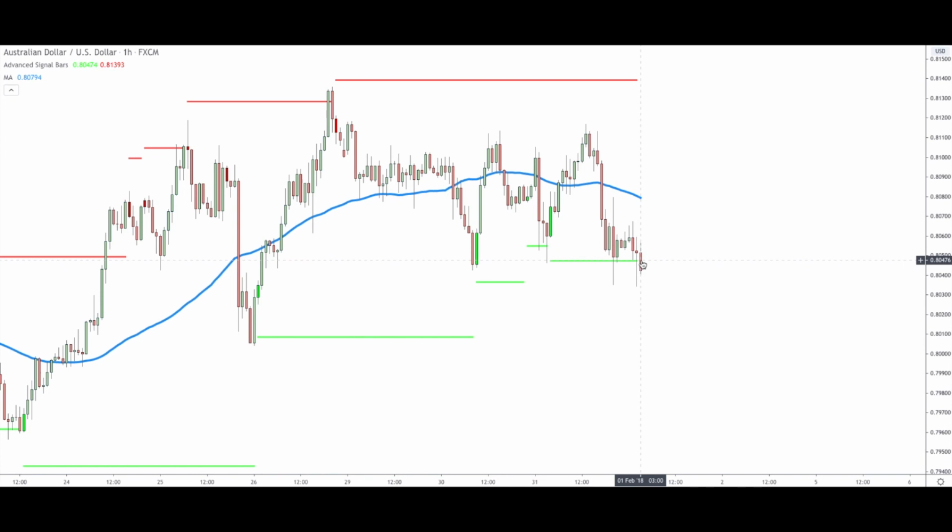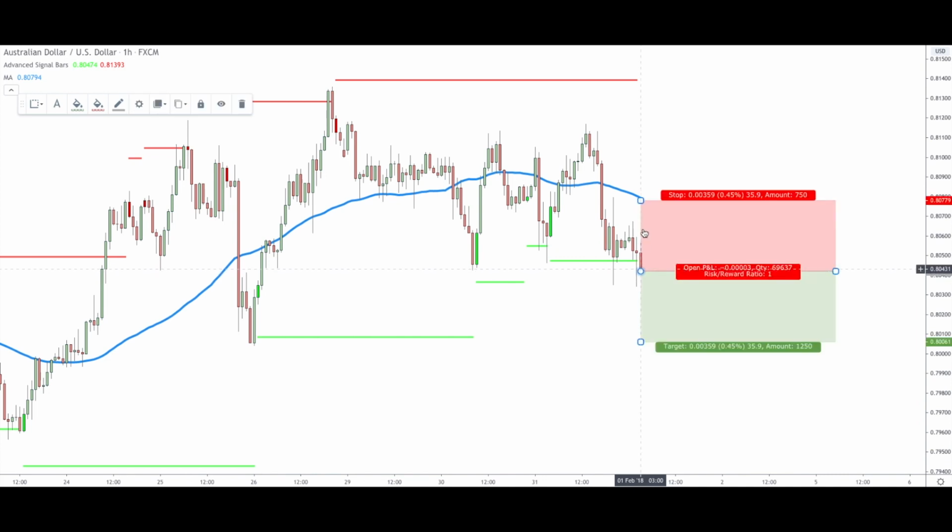The opposite setup will be like this one. So the price is above the moving average and the candle breaks to the upside a red horizontal line, then we can buy. So at this point we could buy. So back to our setup, we can sell. How does the setup look? Well, the setup looks like this.